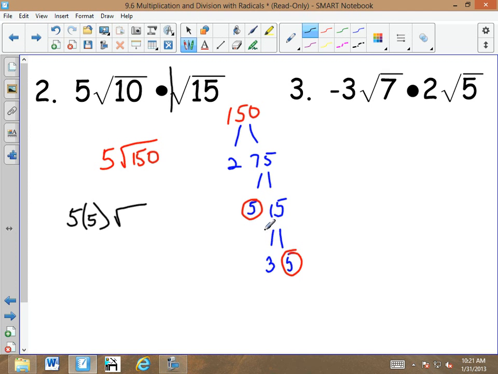2, 3. I multiply those. What's 2 times 3? 6. So 5 times 5 is 25. This is 25 square root 6. Okay? That's your answer. Now, I want to check that. I want to make sure I'm doing it right.